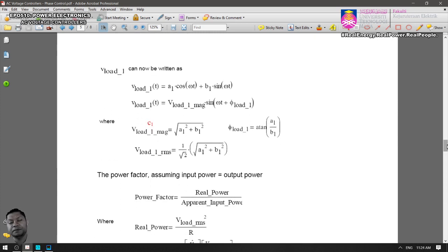So in these notes, now you have V load 1, the fundamental of the output voltage, which can be written as this equation. The harmonic equation, you can combine that into a Fourier equation again. V load, so this actually represents C1, sine omega t plus phi 1. So this is how you're going to find V load 1, the angle, as well as C1, the square root of A1 squared plus B1 squared.